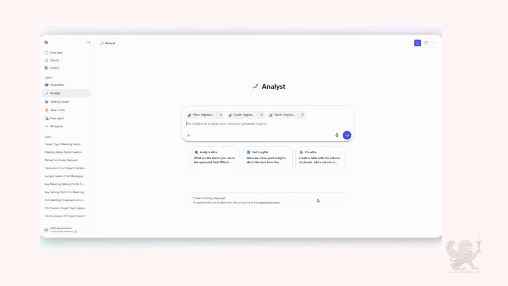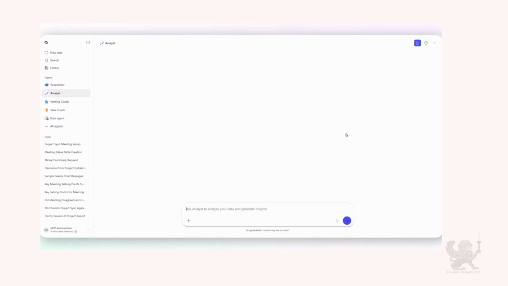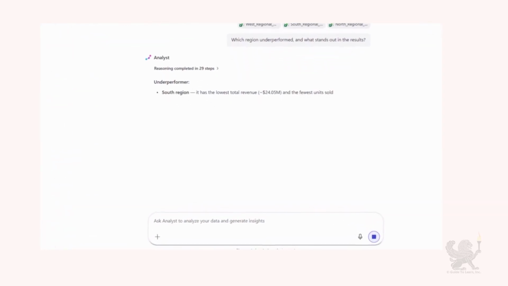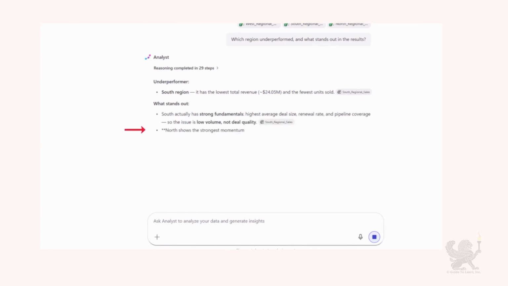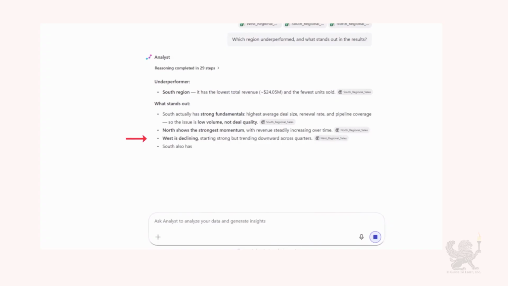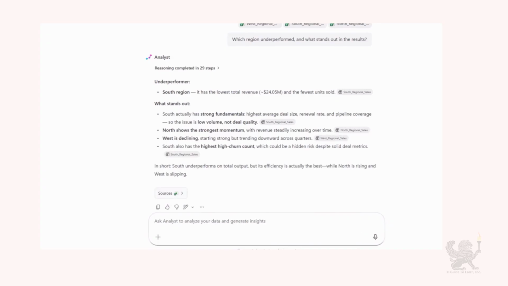She prompts, "Which region underperformed and what stands out in the results?" The analyst agent reviews all 3 files and returns a comparison summary. The South region has strong fundamentals, but the lowest total revenue. The North shows growth with revenue steadily increasing, and West is trending down across quarters. That gives Alex a clear starting point.